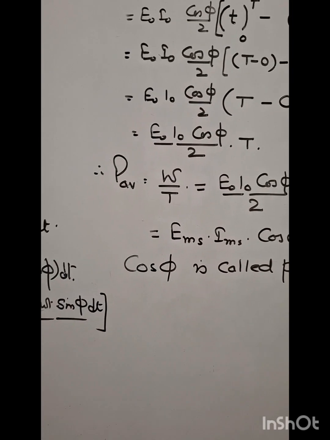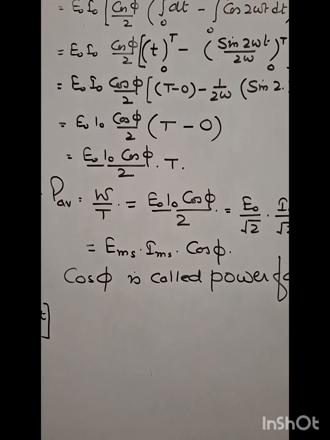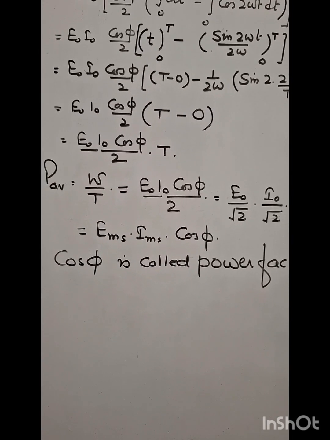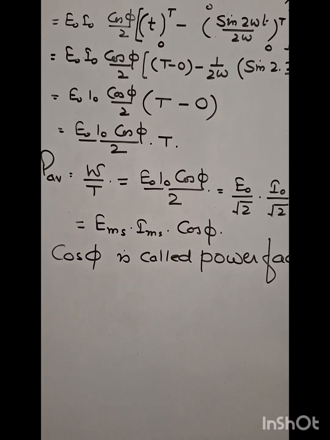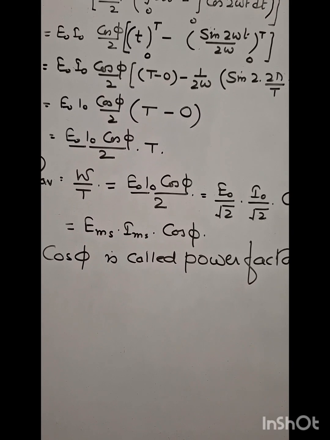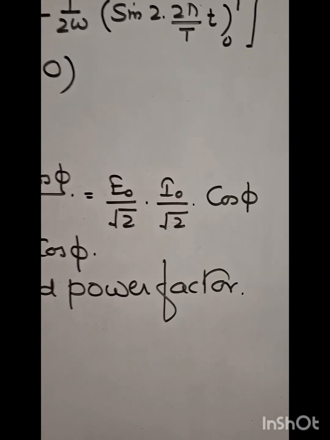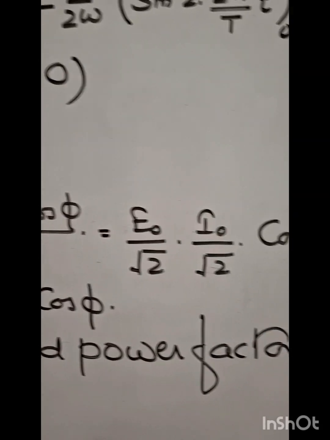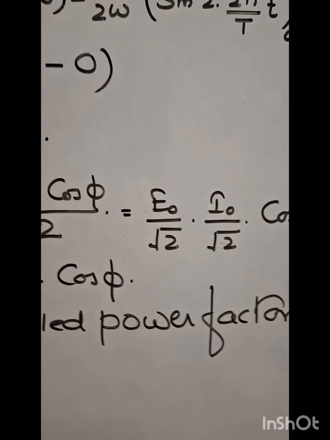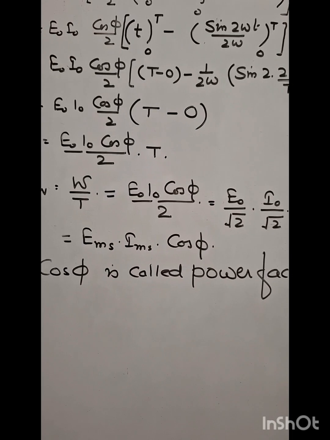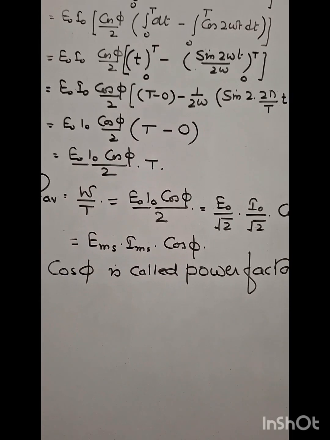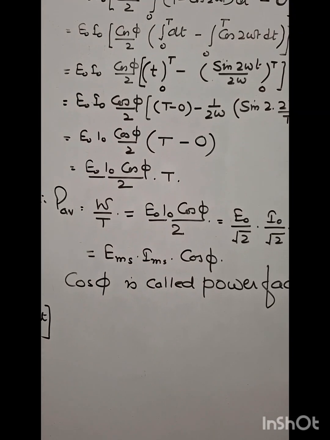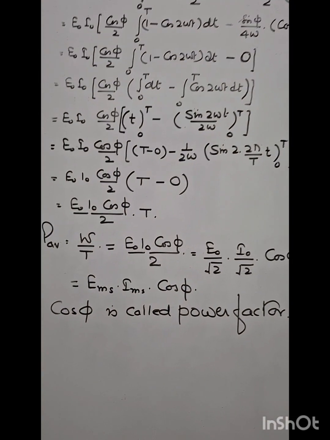Therefore, average power is equal to work done over one complete cycle upon time period of one cycle. It comes out E naught I naught cos phi upon 2, equal to E naught upon root 2 into I naught upon root 2 cos phi. We have taken the factor of 2 as root 2 into root 2. We have studied in previous videos E naught upon root 2 is equal to E RMS and I naught upon root 2 is equal to I RMS. Therefore, average power is equal to E RMS into I RMS into cos phi.